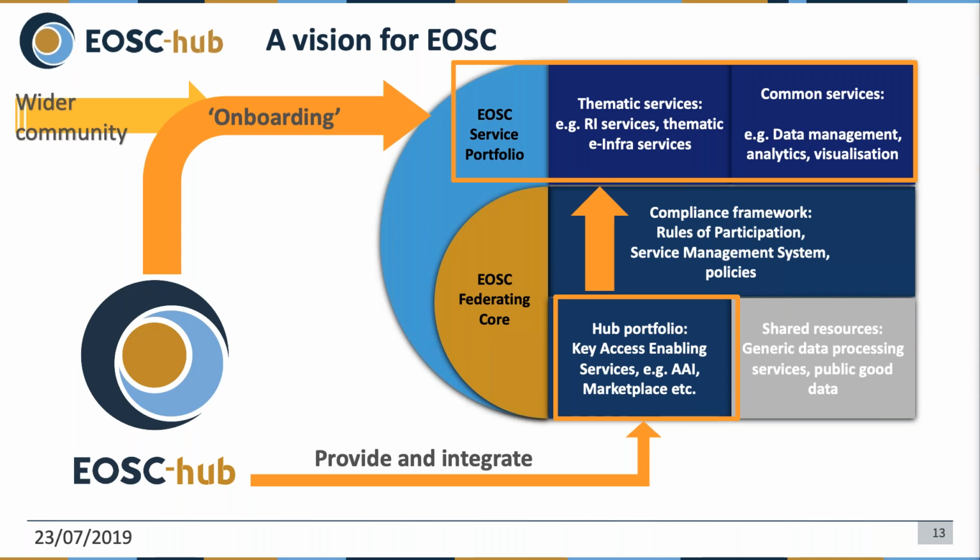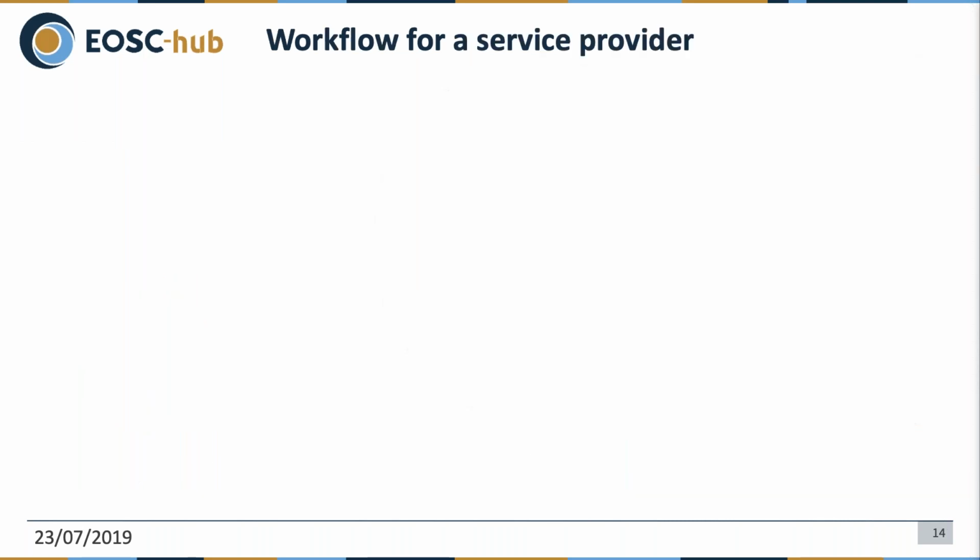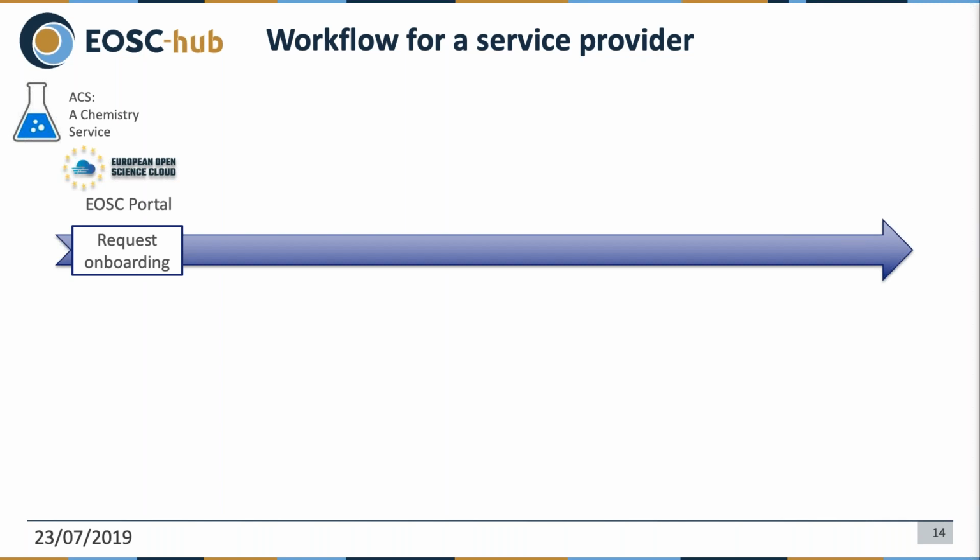So if we want to onboard a service into this EOSC service portfolio, from the point of view of a provider, how does this look? So I've started with a generic made-up service, ACS, a chemistry service, since I came from biochemistry in the first place. They have decided they want to be visible through EOSC, so they need to work out how they do this. Their first port of call is going to be EOSC Portal.